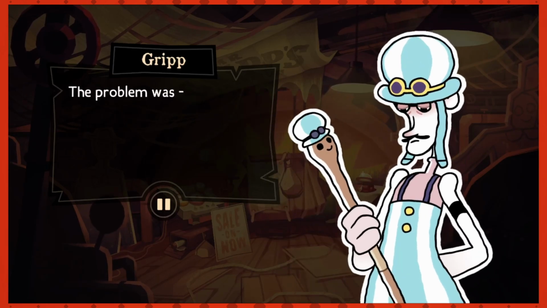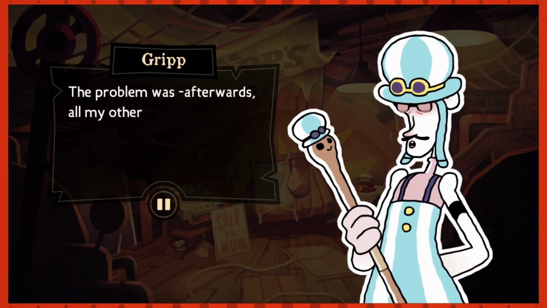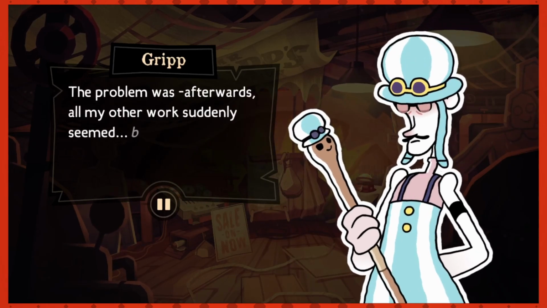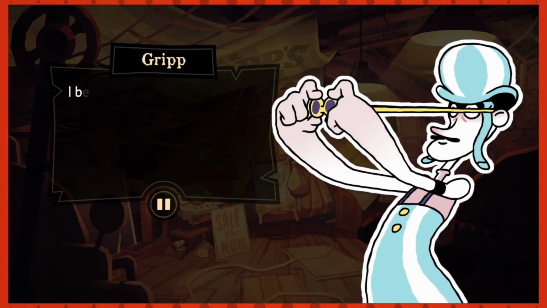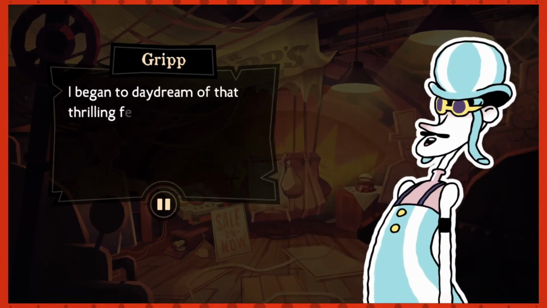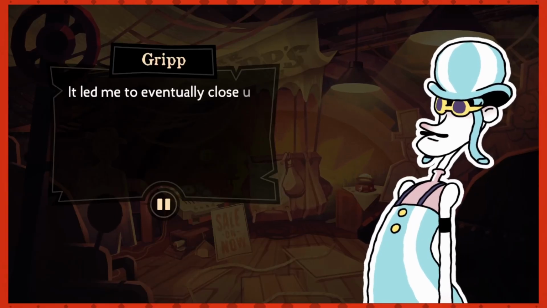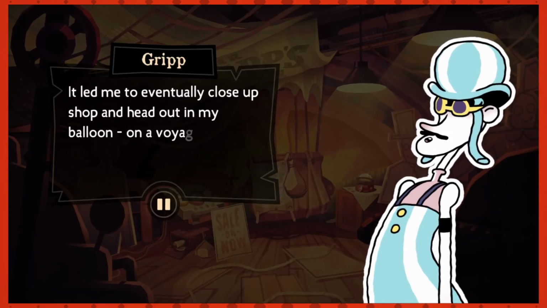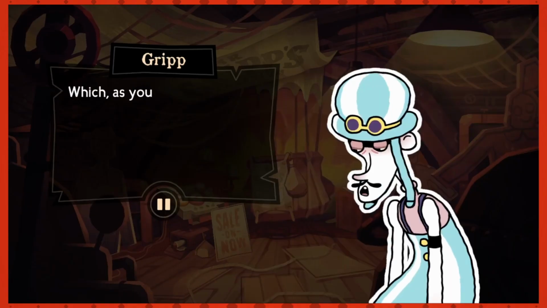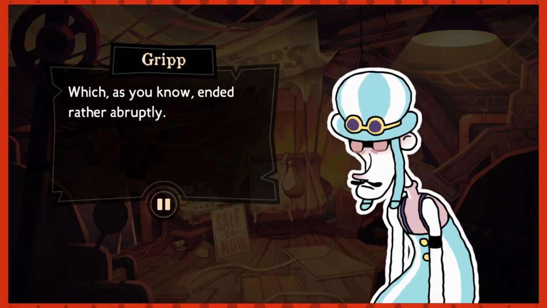The problem was, afterwards, all my other work suddenly seemed banal. I began to daydream of that thrilling feeling, that pursuit of the unknown. It led me to eventually close up shop and head out in my balloon. Yeah, there we go. That's why you went out on a voyage of your own, which, as you know, ended rather abruptly.